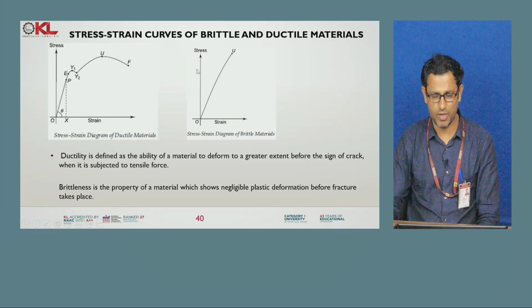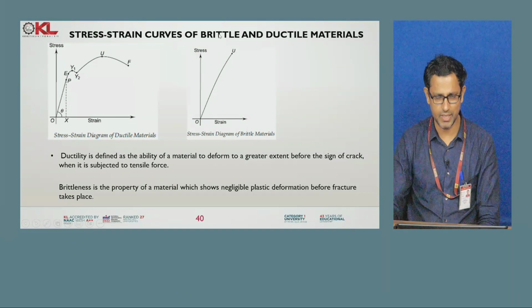In the other case, if you test any brittle material under tensile load, you will get the stress strain curve like this. That means it does not show any yield deformation. Brittle materials fail once the crack is initiated; they immediately fail. There is no plastic zone in brittle material failures.